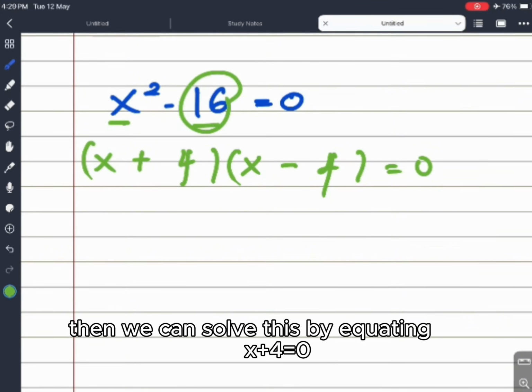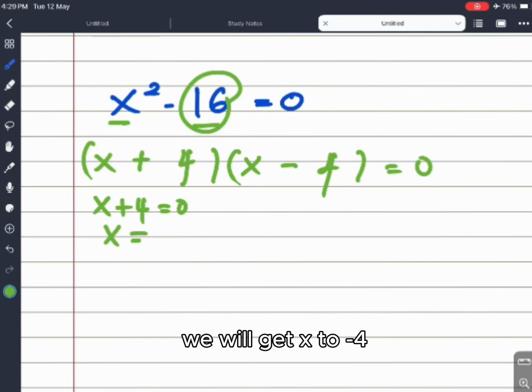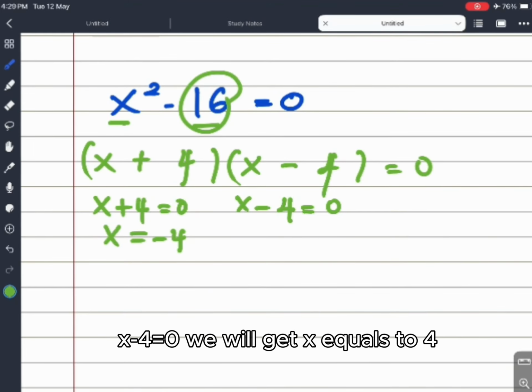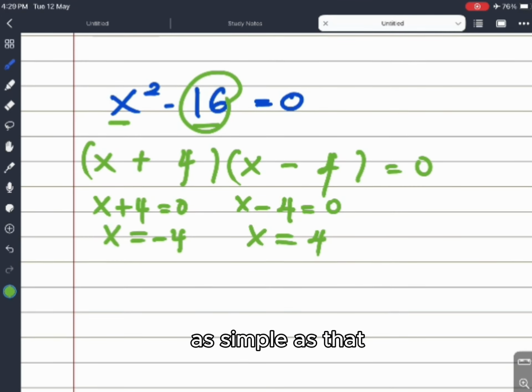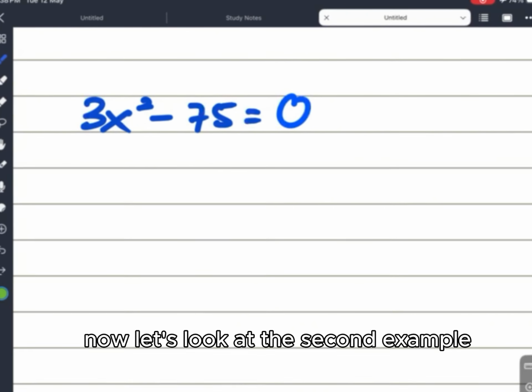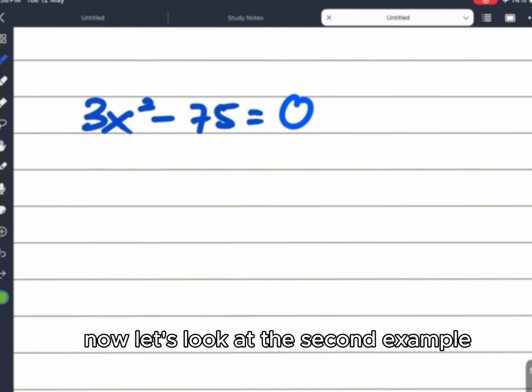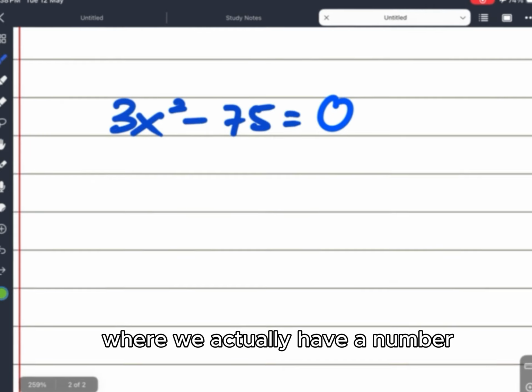Then we can solve this by equating x plus 4 equals 0. We will get x equals negative 4. x minus 4 equals 0. We will get x equals 4. As simple as that. Now let's look at the second example, where we actually have a number in front of the x squared.